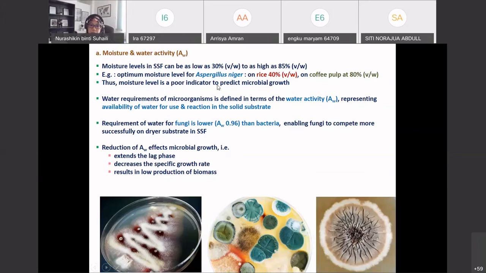Okay. For example, if you see here, for Aspergillus niger, even though it is Aspergillus niger, if it is grown on different substrates, it will need different moisture levels. For example, if it is grown on rice, it needs 40%. If it is grown on coffee pulp, it needs 80%. So even considering the same type of microbe, it has different moisture levels.